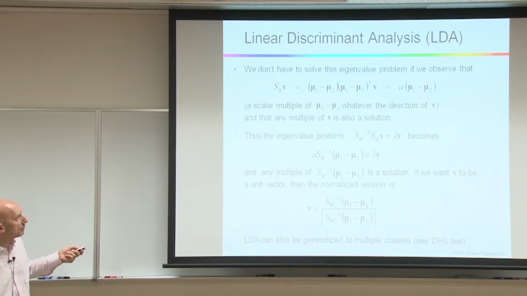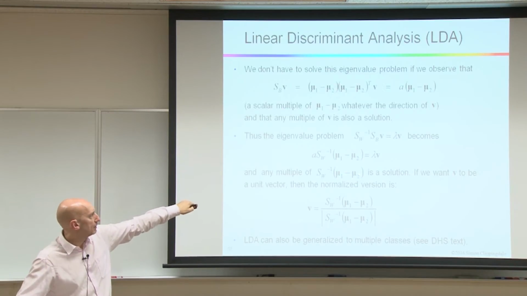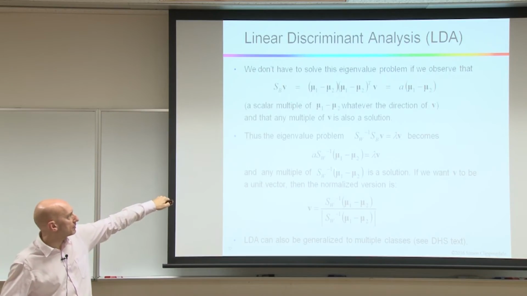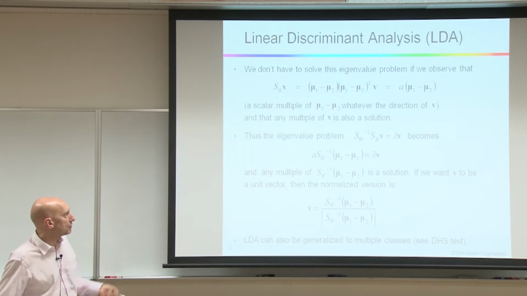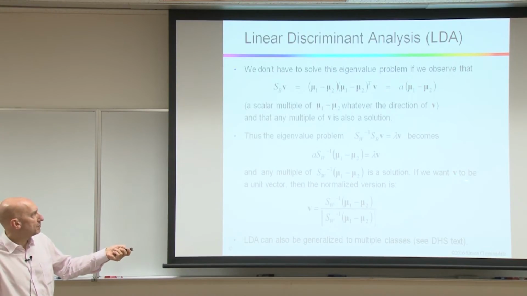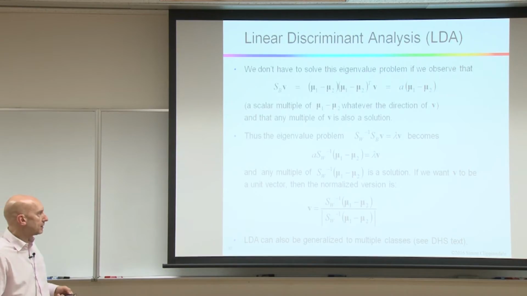You can just note that any multiple of this thing, this is the difference between the two class means, and that is the inverse of the within class scatter matrix. Any multiple of that is a solution. If you want your vector V to be a unit vector, then you just divide it by its length and you've got a unit vector.